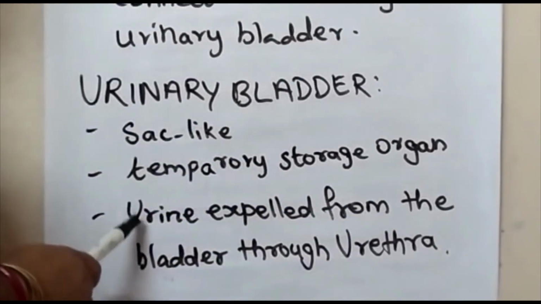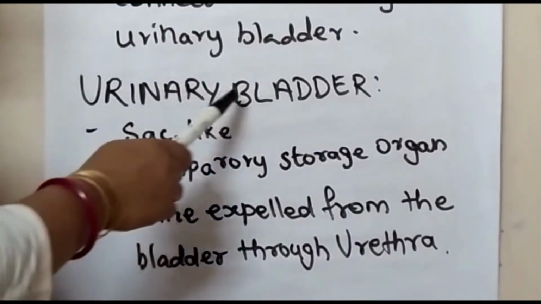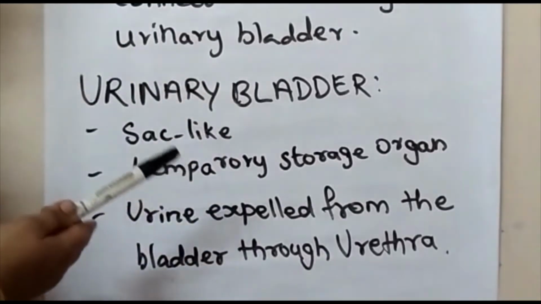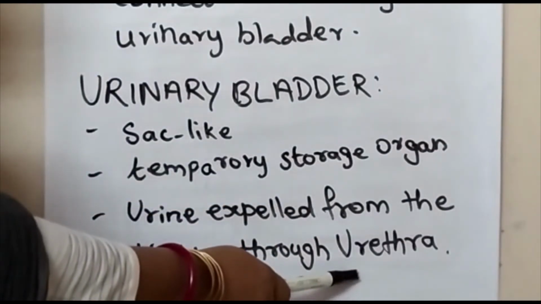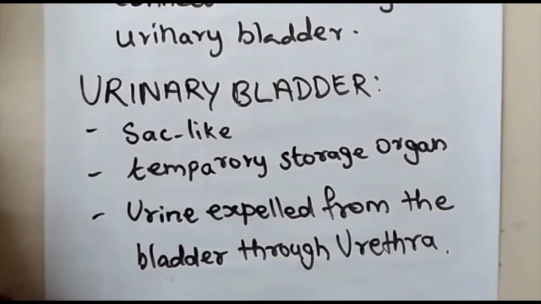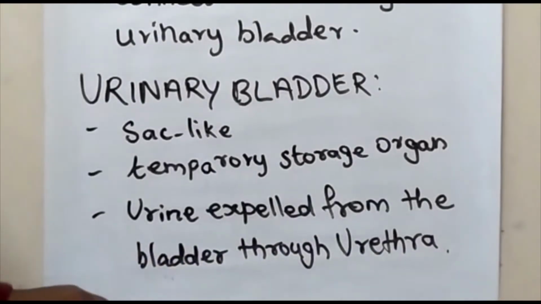So the urine in the urinary bladder, that is a bag-like structure, is expelled from it through a small opening called the urethra. Okay children, this is all about the excretory system.